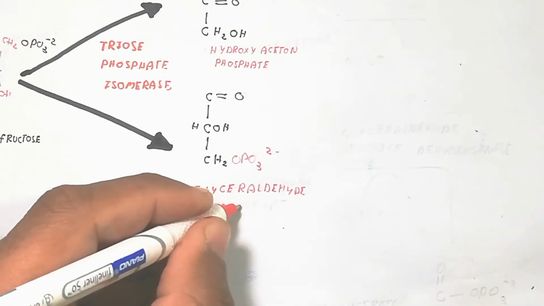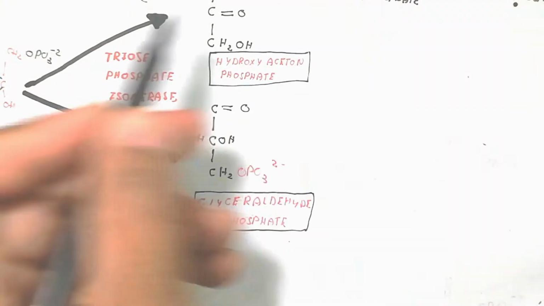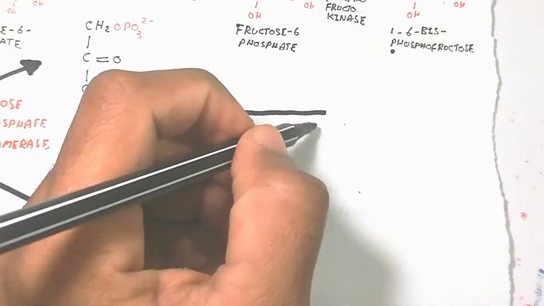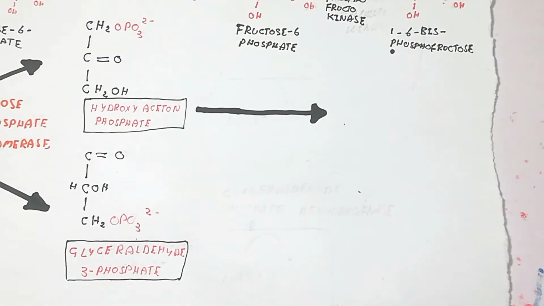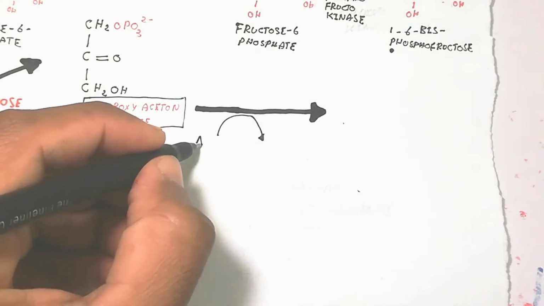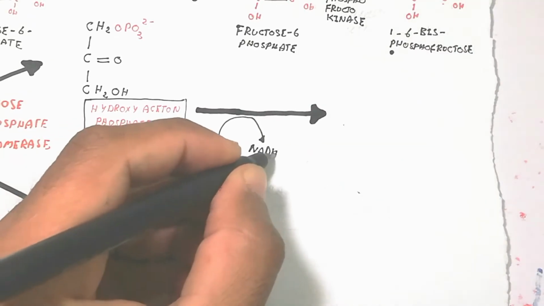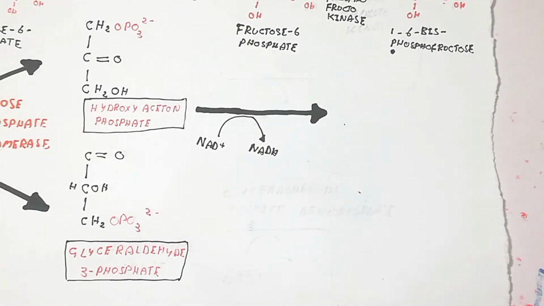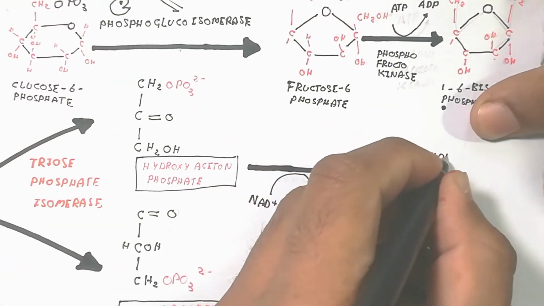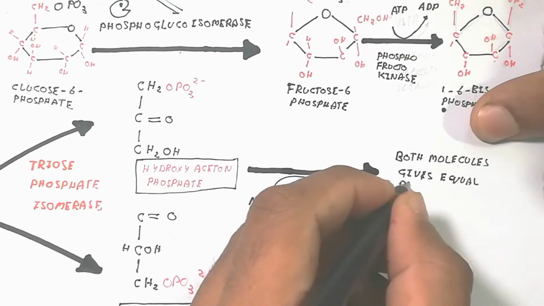These two split molecules are used for the exothermic reaction. The exothermic reaction means heat will be released and NAD plus is converted into NADH. Both molecules will give the same product. First of all, I want to give you an imagination that both molecules give equal products.